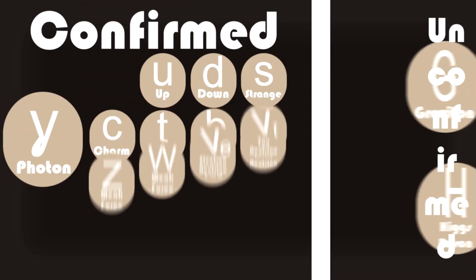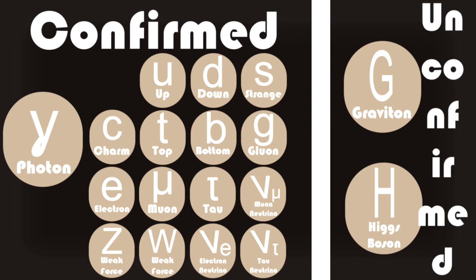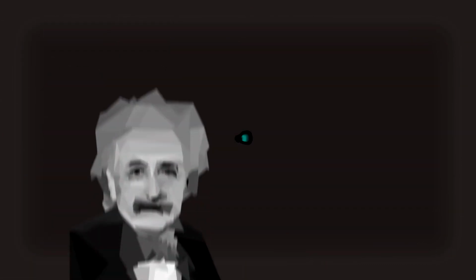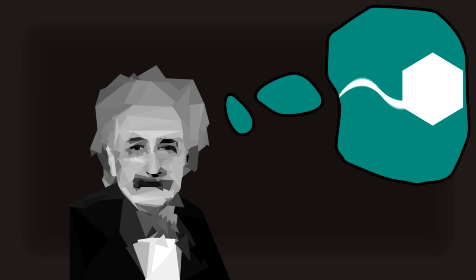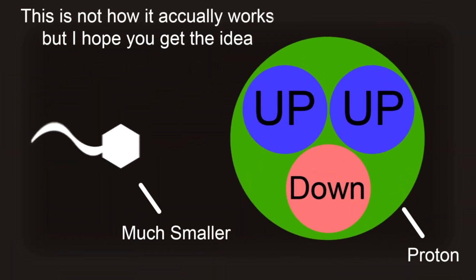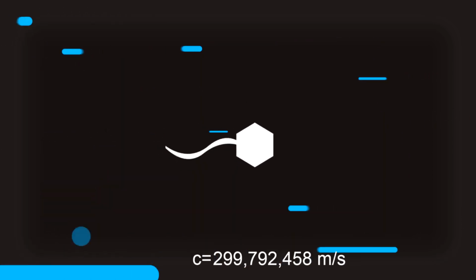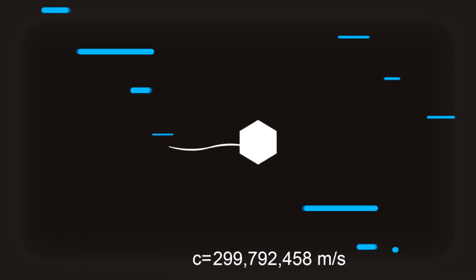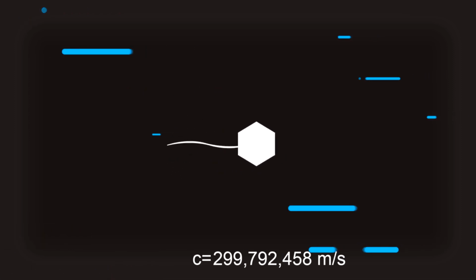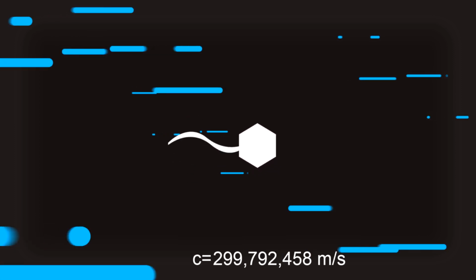Photons are one of 18 particles in the universe, 16 of them being confirmed and 2 of them being unconfirmed. Photons were theorized by Albert Einstein. They are the smallest particle known to exist, but can still be slowed by matter a bit. Photons are also the fastest particle in the universe, at the speed of 299,792,458 meters per second, also known as c.